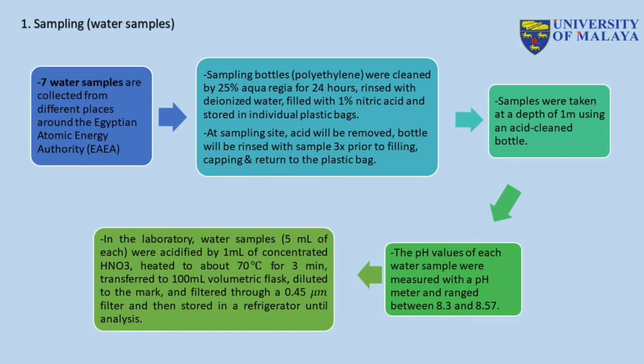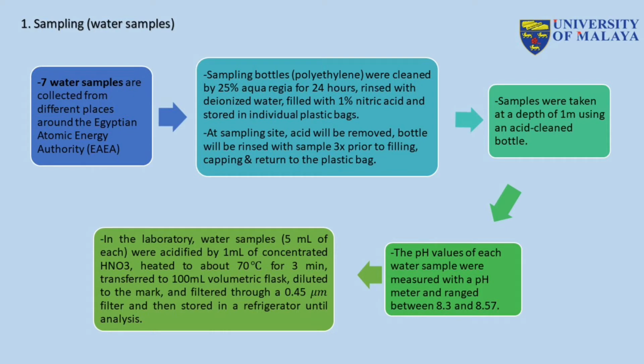So next we will look at the sampling of water. The sampling process begins with collecting 7 water samples from different places around the Egyptian Atomic Energy Authority. The sampling bottles, which are made of polyethylene, were cleaned with 25% aqua regia for 24 hours and then rinsed with deionized water and filled with 1% nitric acid. After that, the bottles will be stored in individual plastic bags. At the sampling sites, the acid will be removed and the bottles will be rinsed 3 times with sample prior to filling, capping and being returned to the plastic bag.